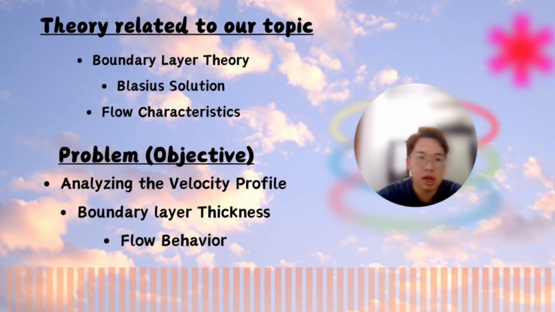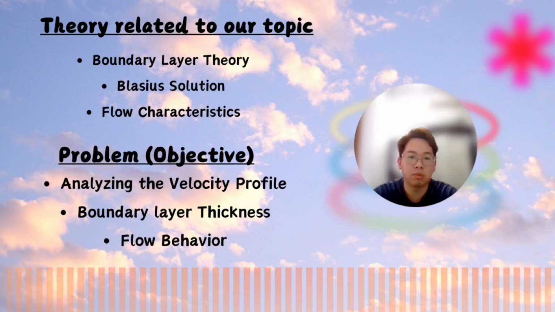Hi, my name is Wu Chuanheng. I'm going to talk about the theory related to our topic. First is the boundary layer theory. Boundary layer formation: fluid flows over a stationary surface and velocity increases from zero at the surface to the free stream velocity outside the boundary layer. The second one is the Blasius solution, an analytical model for steady, incompressible laminar boundary layers that uses similarity variables to simplify the Navier-Stokes equation. The third one is the flow characteristic. It's initially laminar, smooth and orderly.